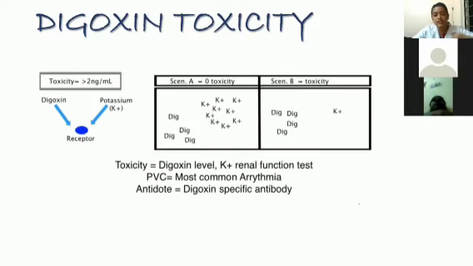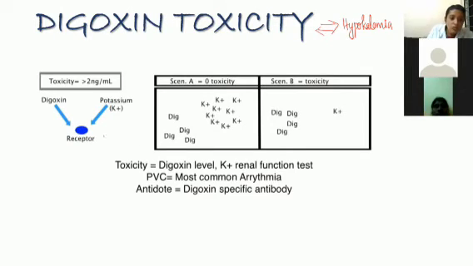Then digoxin toxicity. Okay, so we already said that toxicity means if the serum digoxin level is more than 2 ng per ml, it will lead to digoxin toxicity. So I already said how this digoxin toxicity is happening. Digoxin toxicity is caused or precipitated by hypokalemia, or decreased potassium level.